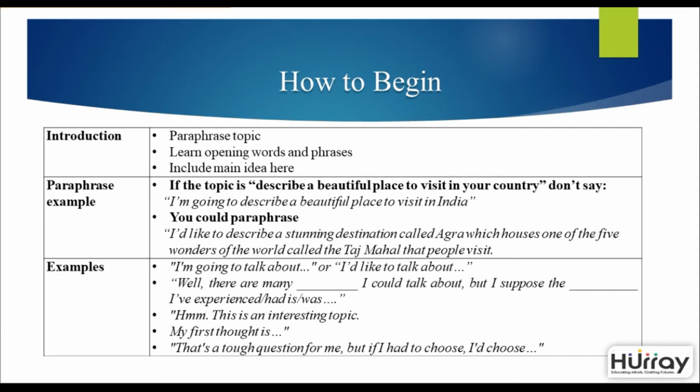The other examples are, I'm going to talk about, and then you say the place's name. Or you can say, I'd like to talk about, and give the place's name. You could also say, well, there are many, and then you could use an adjective. For example, you could say, well, there are many exotic places I could talk about, but I suppose the place I have experienced or had is or was, and then say the name.